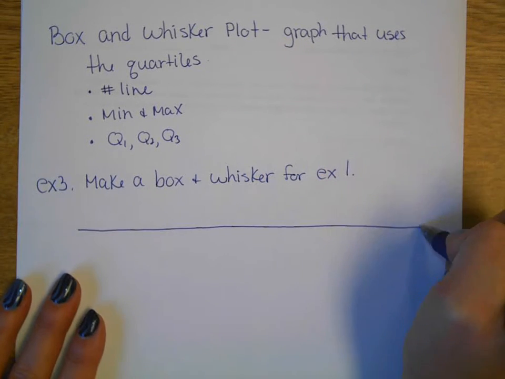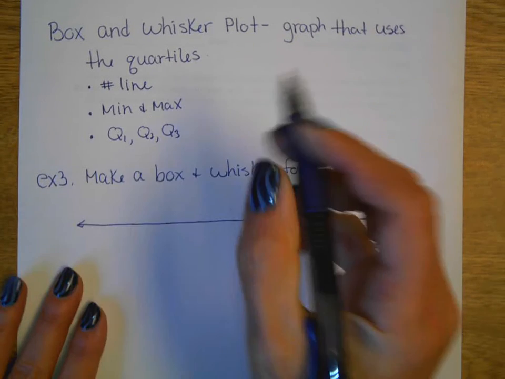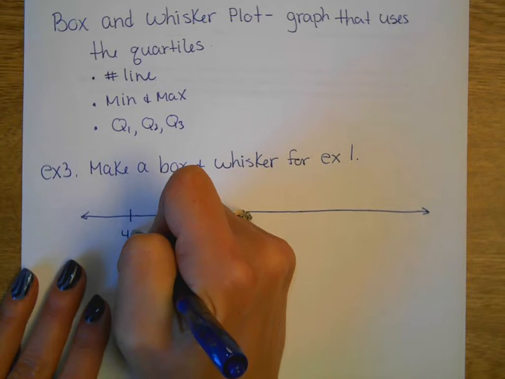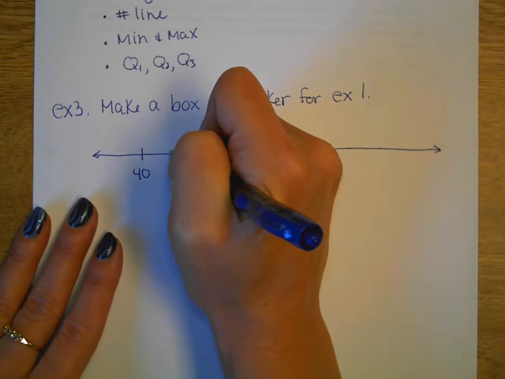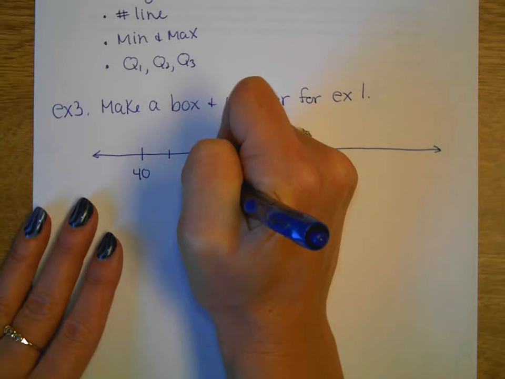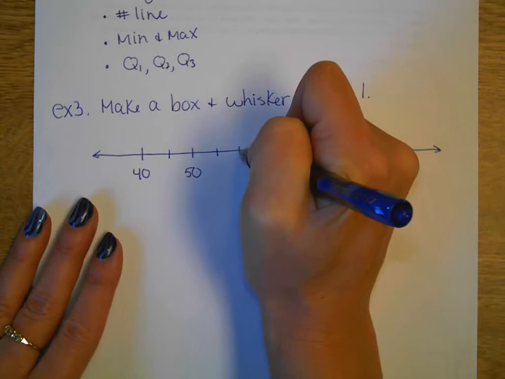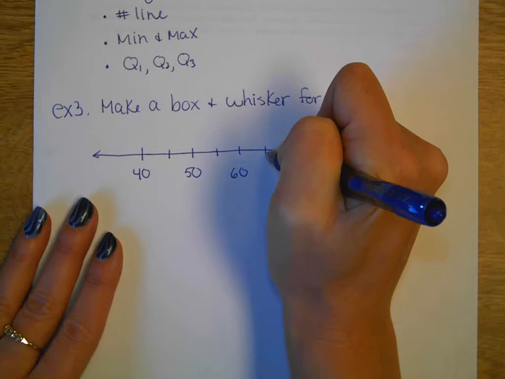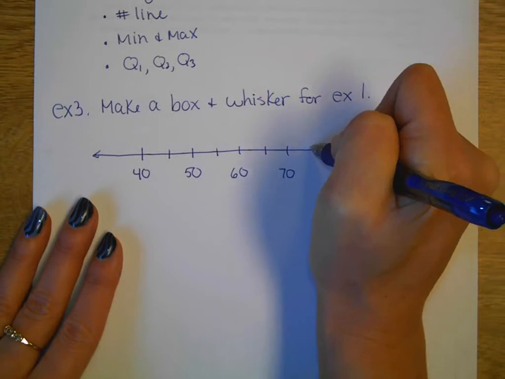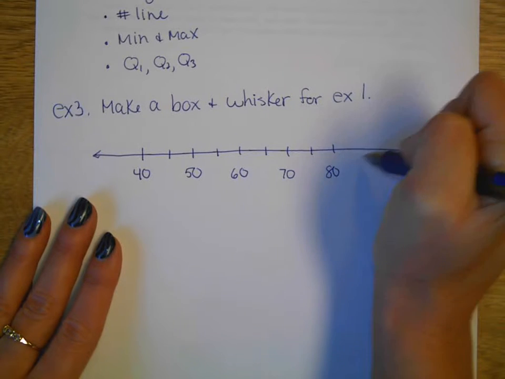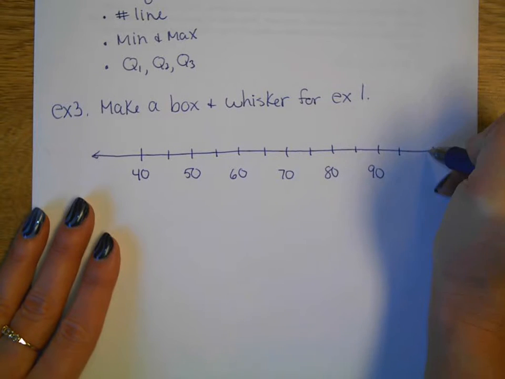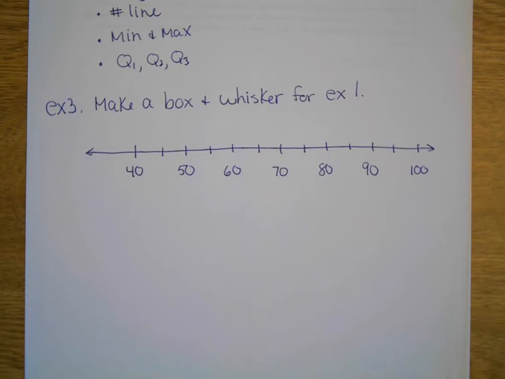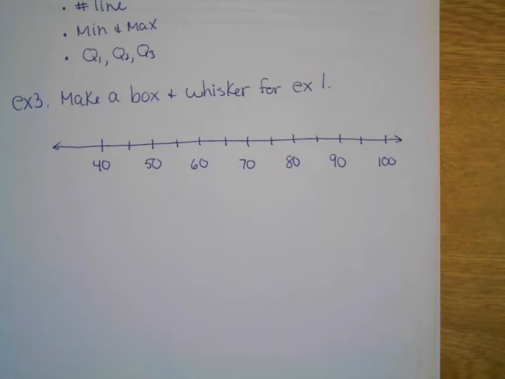Do I need every single tick mark in there? No. So I'm going to let this be 40, and I'm going to count by 5s. That'll be good. I'll put a tick mark every 5. 45, 50, 55, 60, 65, 70, 80, 85, 90, 95, 100. Okay. So you need a number line, min to max.